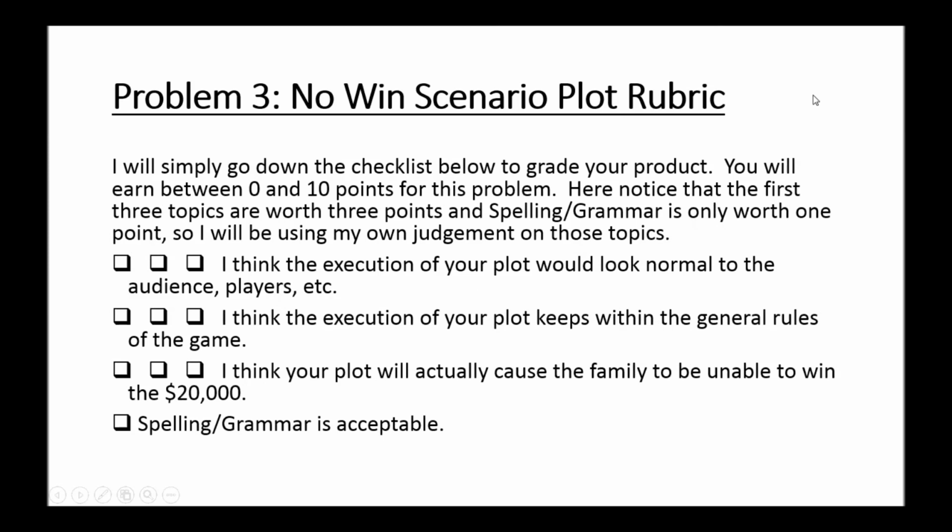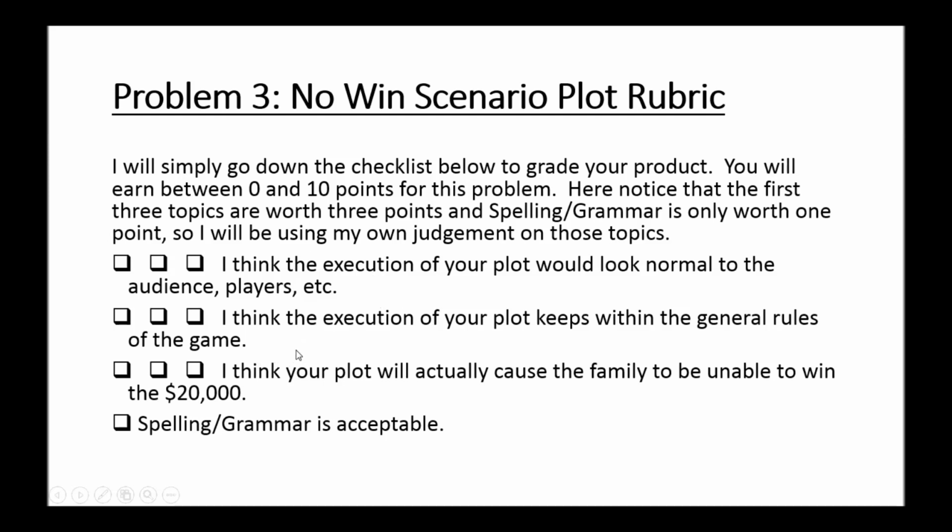All right? So here is how I'm going to grade this one. I think the first I've got here is 0 to 3 points, so I've got 3 check boxes. I think the execution of your plot would look normal to the audience, players, etc. Something that would not look normal is if the most popular response has 2 people that agreed. Because if the family says it, that comes up on the board, and Steve Harvey's like, yep, that was the most popular response, which he does at the end of Fast Money, that's an issue. For example, there are lots of things that cannot look normal, but that's one of them.